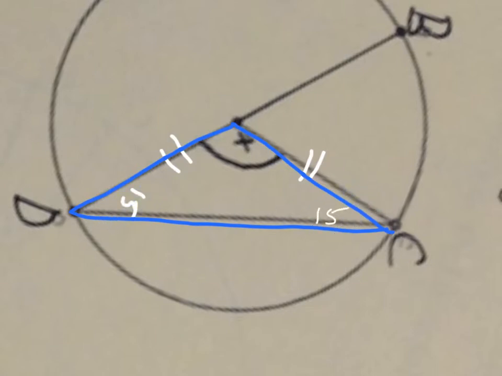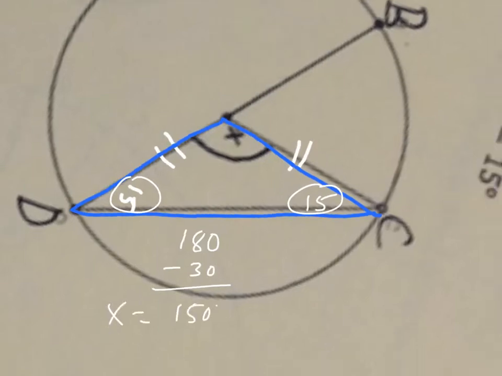And every triangle has 180 degrees total. So 15 and 15 makes 30, and I need 180 altogether. That means that angle X would have to be worth 150 degrees. And that's one way to figure out that one.